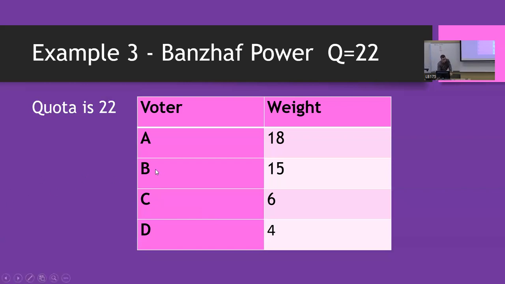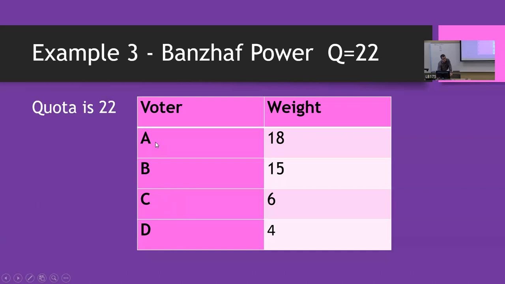Let's look at other pairs. What about B and C? Well, B and C add up to 21, that doesn't get us to the quota. B and D add up to 19, that doesn't get us to the quota. So B and D and B and C are not winning coalitions. And then obviously C and D don't get me to 22, they only get me to 10, so CD is not a winning coalition. So I'm going through all the pairs asking.